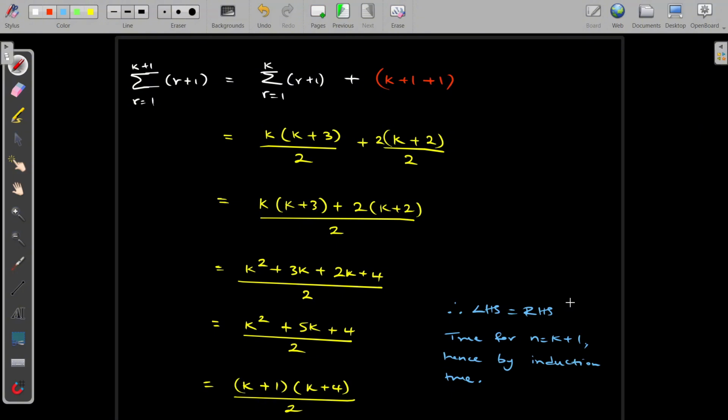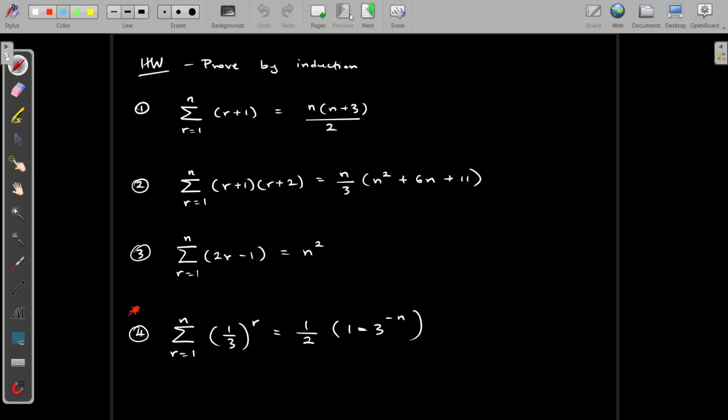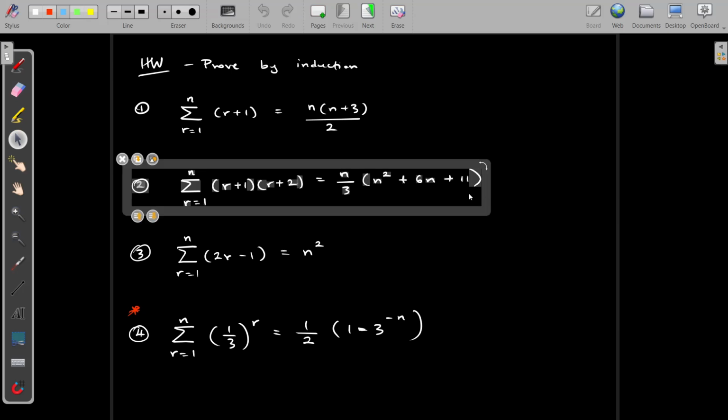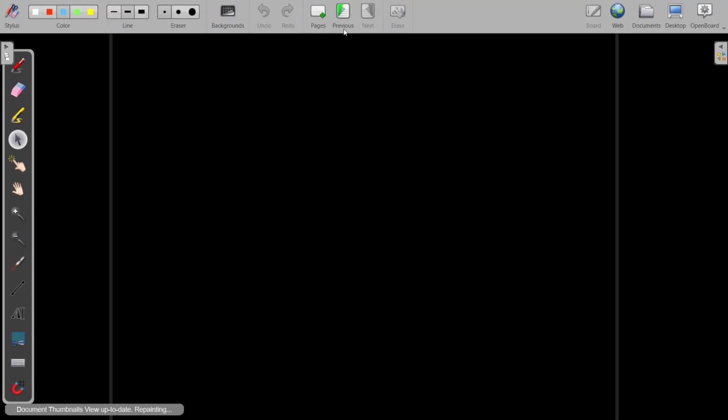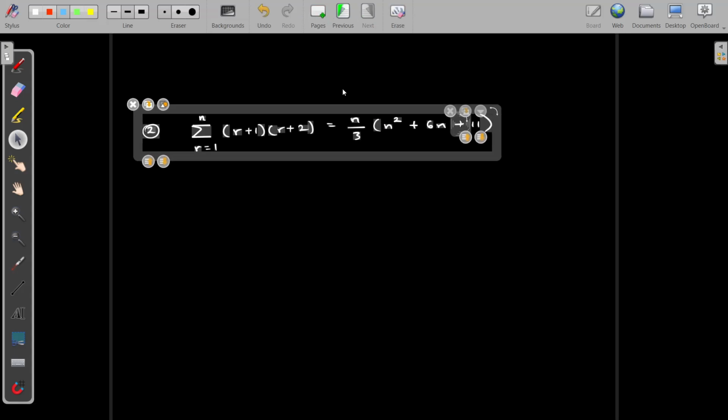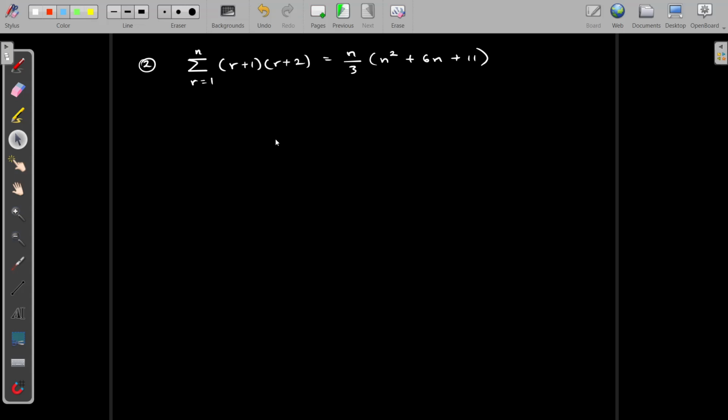Alright, so on to the next one. So remember, this is a simple repetition of what we're doing. So we're doing the same thing over and over. The only difference is that the questions sometimes get a little bit more tricky, but in reality we're doing the same thing over and over. Alright, so for this one, same scenario.